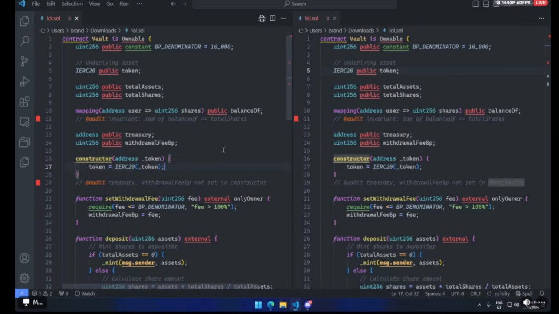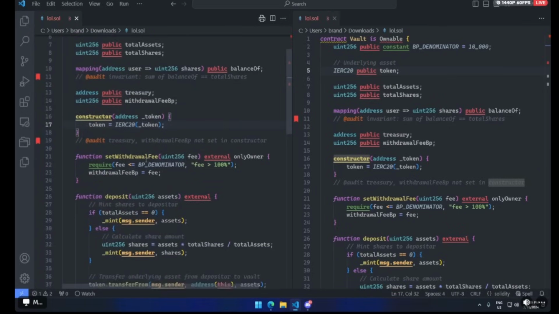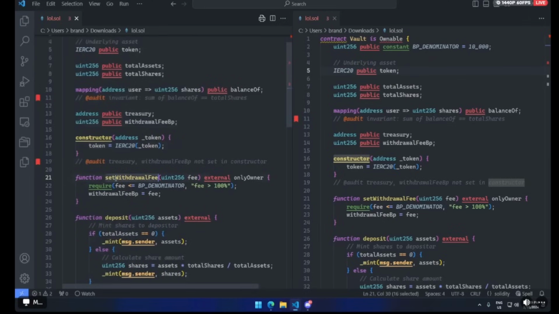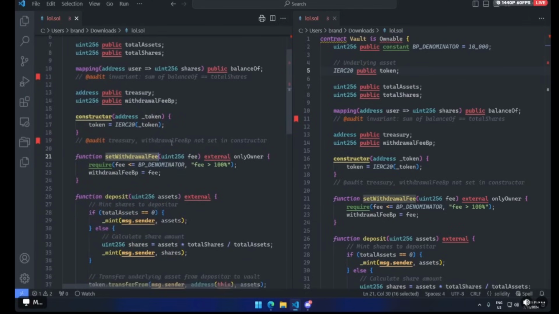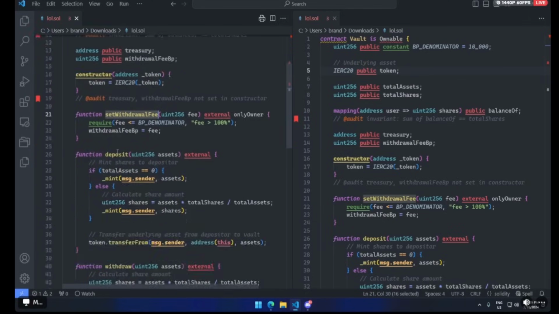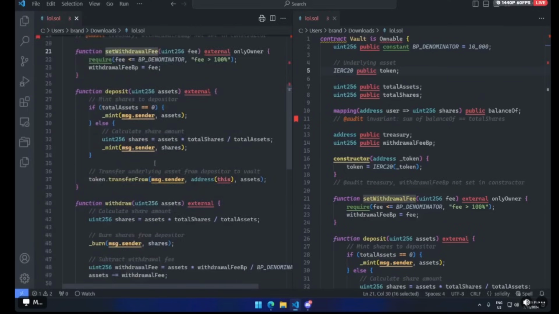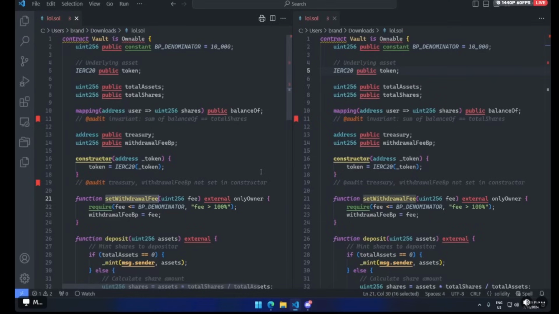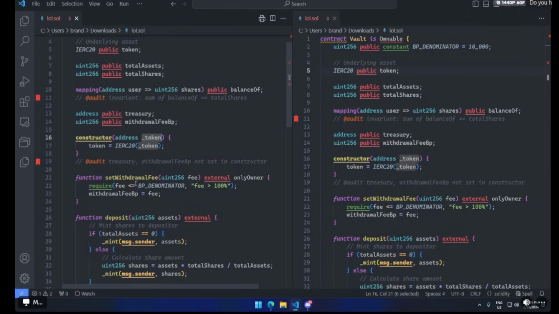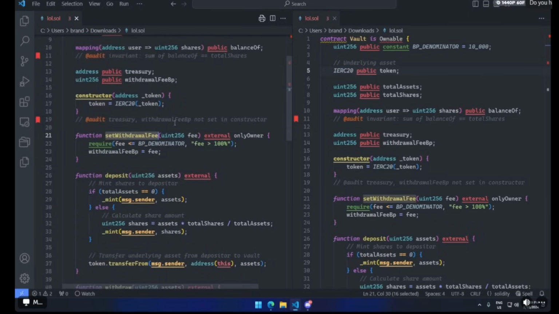Maybe they forgot to set it in the constructor, or maybe they set it in a setup function later, but you have attacks where you can front run this setup function to do something weird in the normal user functions. I've only ever seen this once in a code base, where they don't set the fee in the constructor, and then you can front run their set fee function to bypass fees or something like that. But usually I will note this down.